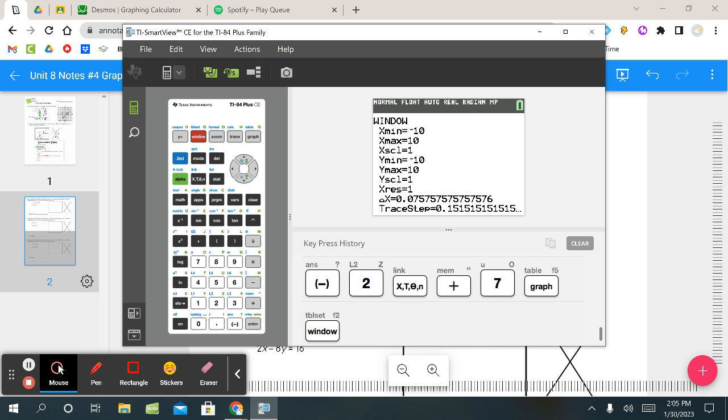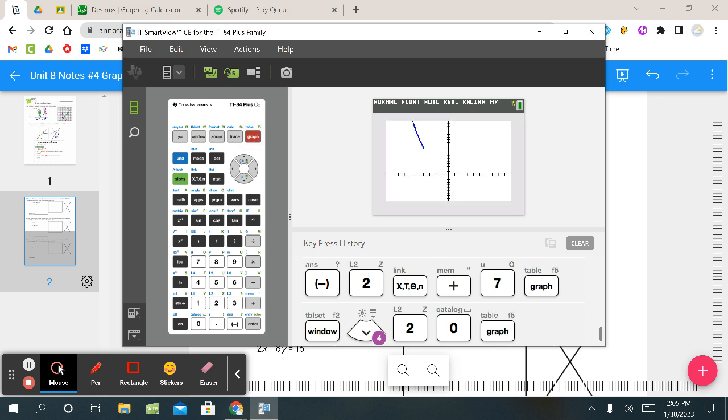So we're going to hit the window button on our calculator, and we're going to go down to our y max. So everybody hit your window. Go down to y max. I like to go up by 10, so I'm going to go up by 20, or go up to 20. So my y max I'm going to change to 20. So your y max is right here, you guys. Okay, and then we're going to hit graph again to make sure we can see them both. Great, I can see them both.